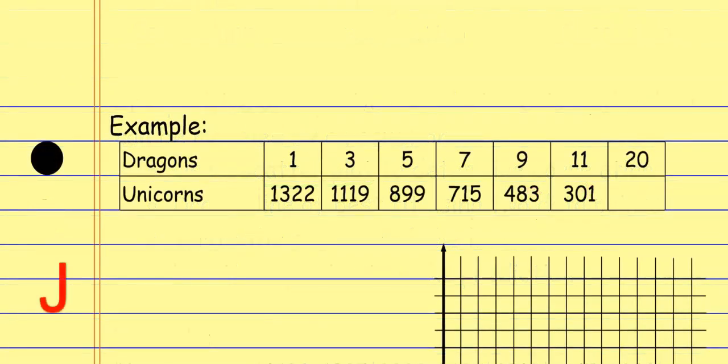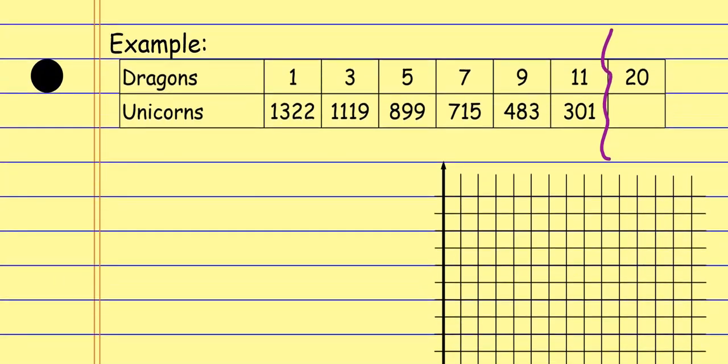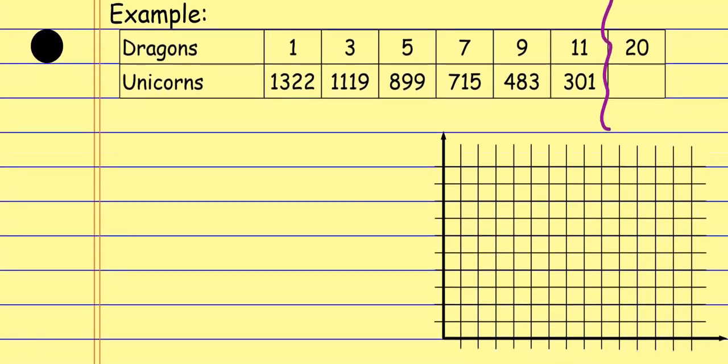Here's another example. And again, this time, the value I'm going to predict is the 20. And so I have each of these as an ordered pair here. It's the number of dragons and the number of unicorns. As the dragons go up, the unicorns go down because obviously the dragon is a natural predator of the unicorn, okay? So again, this is my x values and my y values.